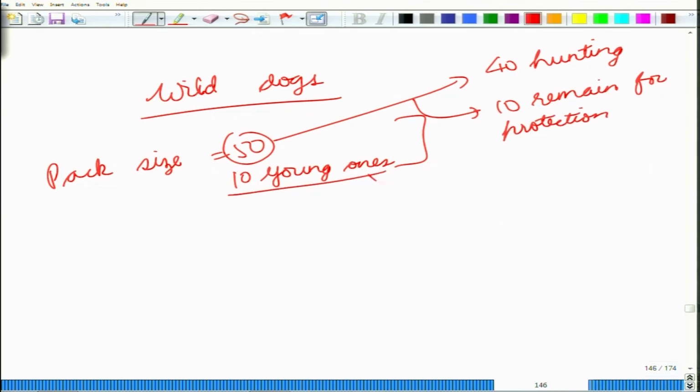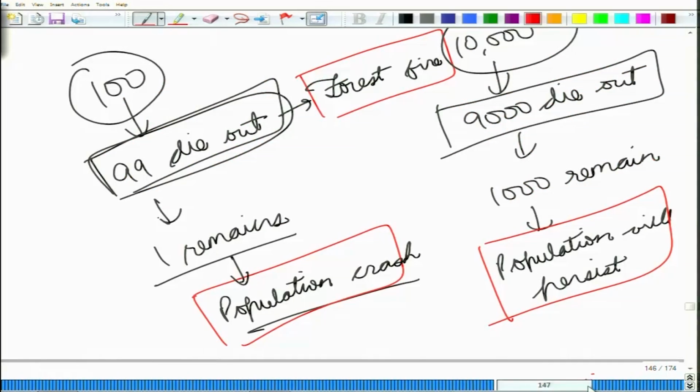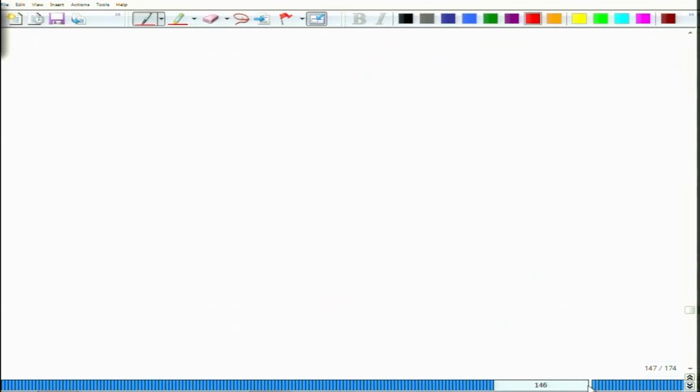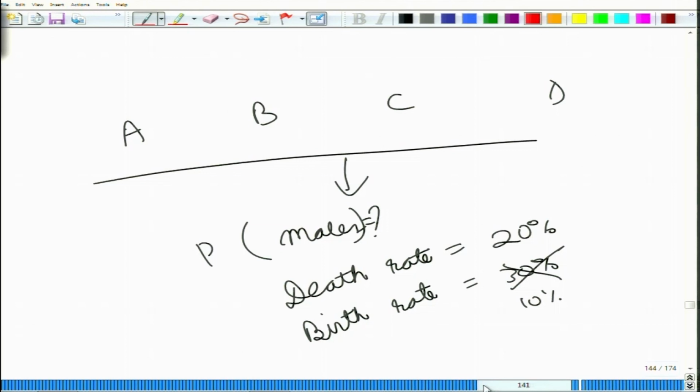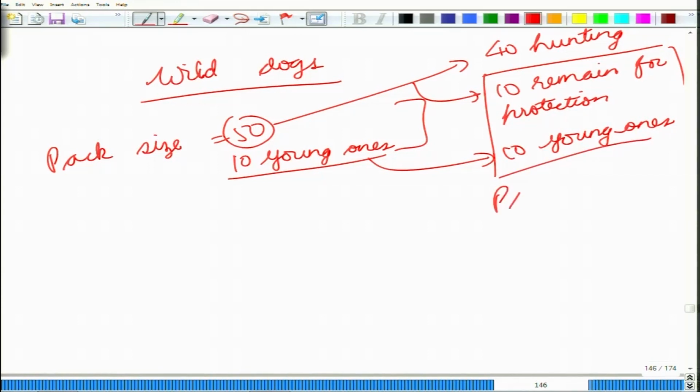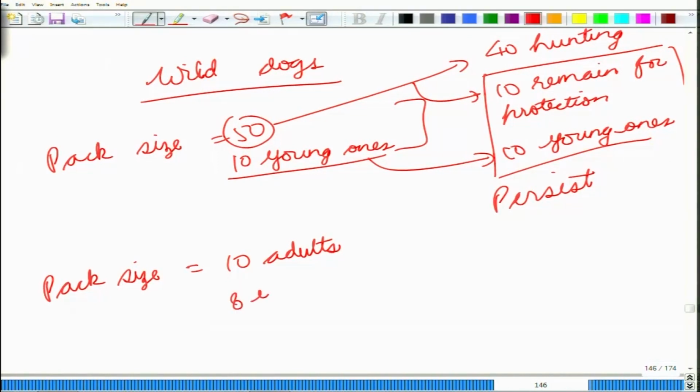You have these 10 young ones that also remain in the cave. Because you are able to spare these 10 individuals to take care of the young ones, this population is able to persist. In this case the population is able to persist because the young ones are getting protection. On the other hand, if you have a very small pack size of say 10 individuals, you have 10 adults and say you have 8 young ones.